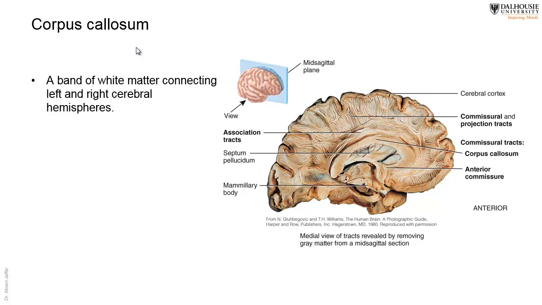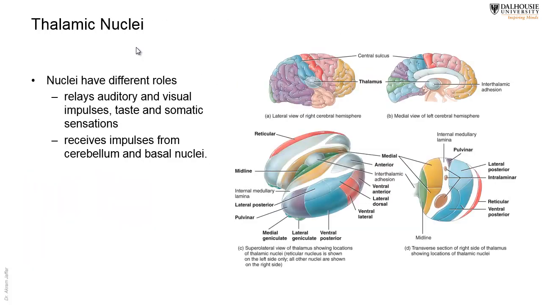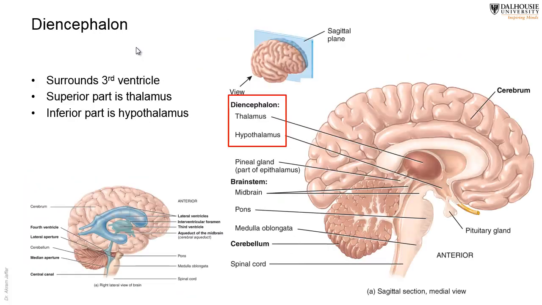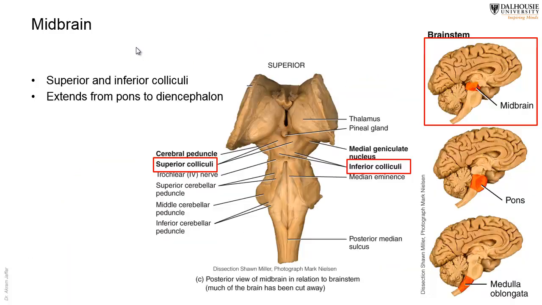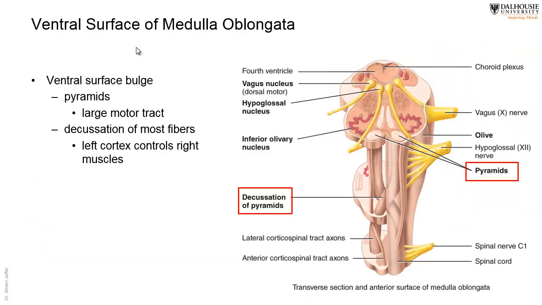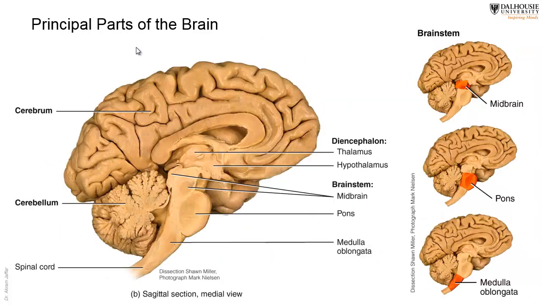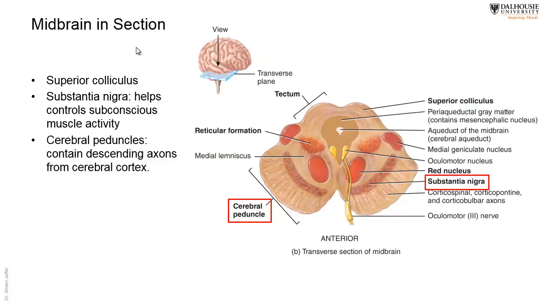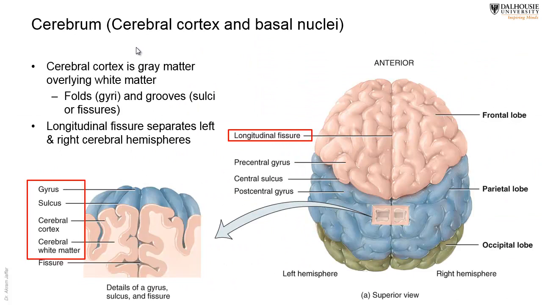The corpus callosum. You can see it here again. This is the corpus callosum, and here again, yeah, this one. This is another corpus callosum. See, it's a very big bundle of fibers that connects the two cerebral hemispheres. The corpus callosum.